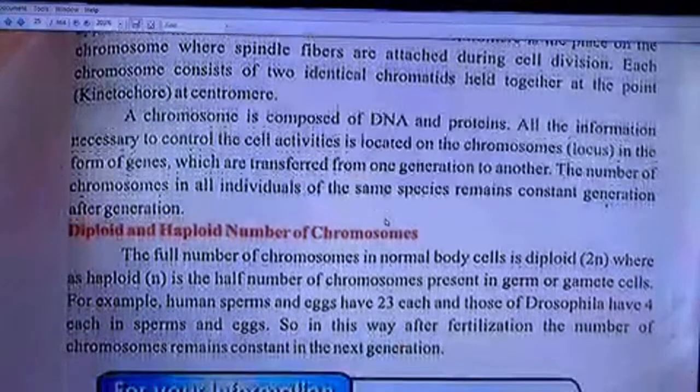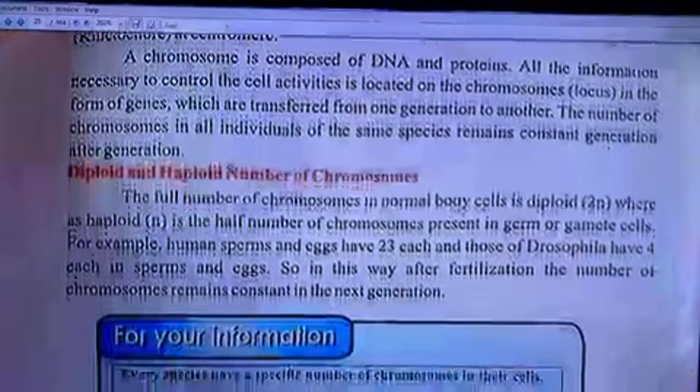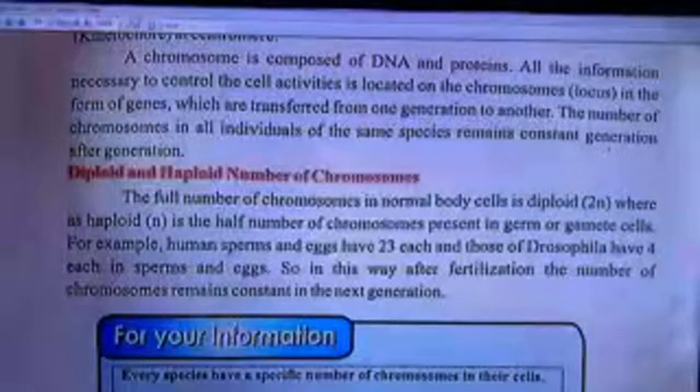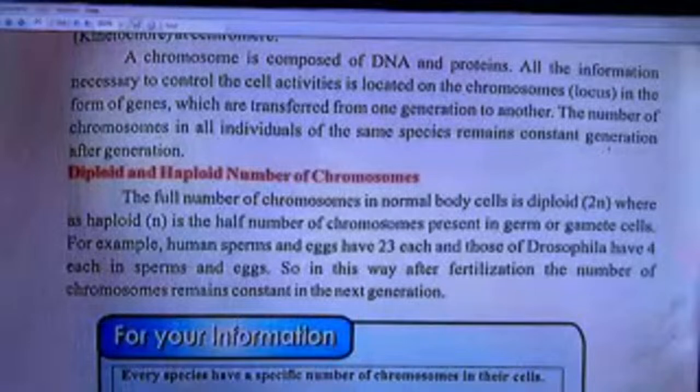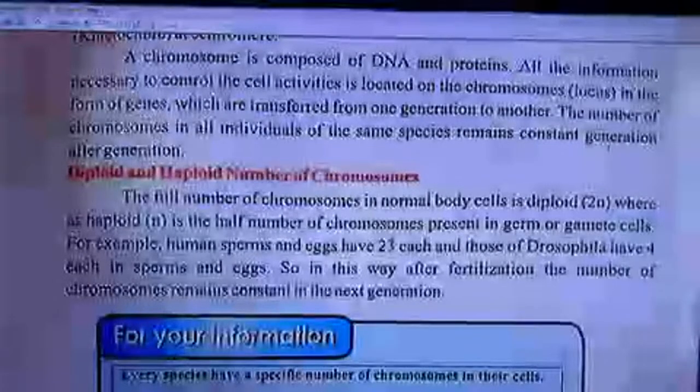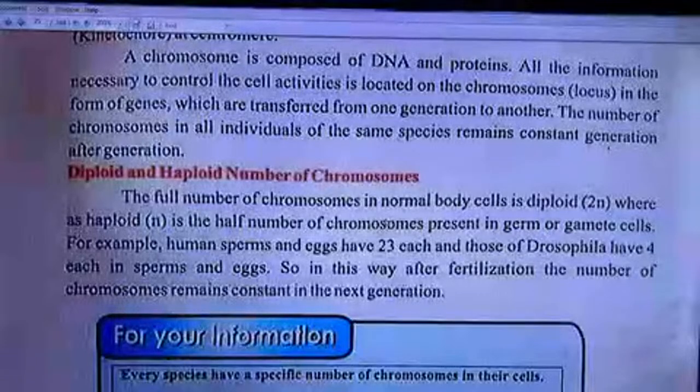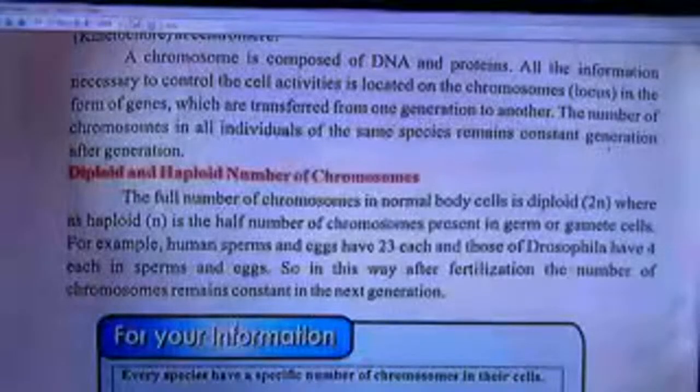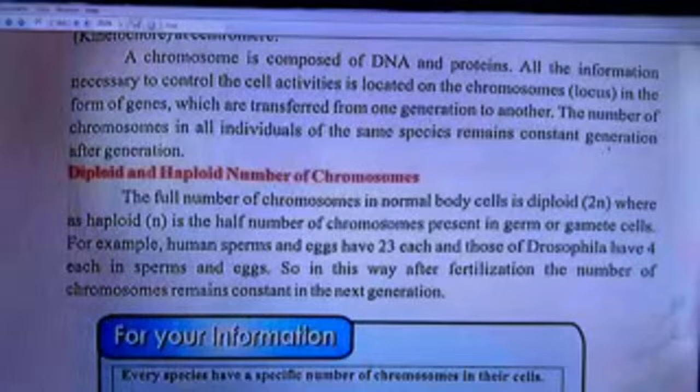A chromosome is composed of DNA and proteins. All the information necessary to control the cell activities is located on the chromosomes in the form of genes, which are transferred from one generation to another. The number of chromosomes in all individuals of the same species remains constant generation after generation.